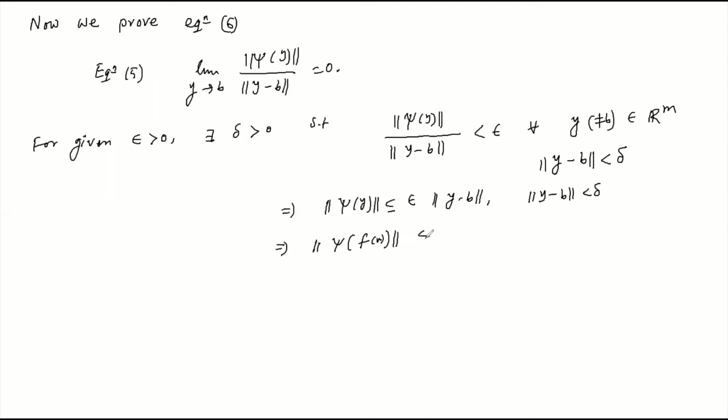Norm, this is less or equal to epsilon times norm of f of x minus f of a. So this happens for f of x minus f of a having norm less than delta.